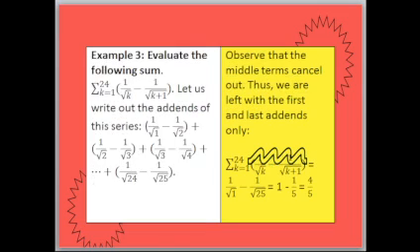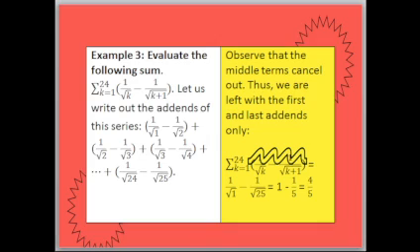Okay, we will proceed to example 3. Evaluate the following sum. Our k is 1, so it starts with 1 and ends with 24. And the expression that we're going to evaluate is 1 over square root of k minus 1 over square root of k plus 1. So let us write out the addends of this series. Since it starts with 1, we have 1 over square root of 1 minus 1 over square root of 2, because we have k plus 1, and our k starts with 1.